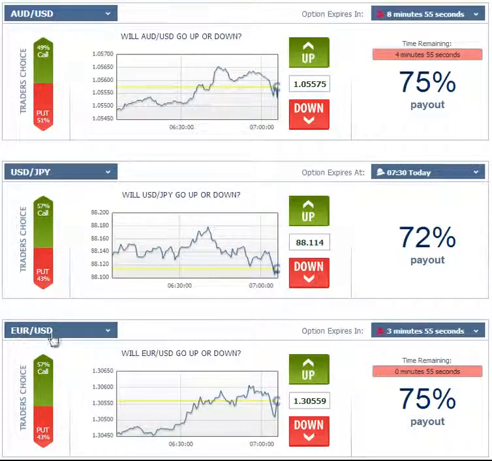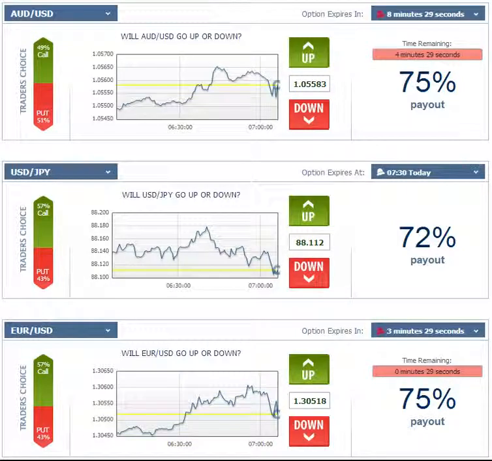On the euro to the US dollar, an option that's expiring in less than a minute, we see 57% of people have called and 43% of people have put. In our previous video, we looked at one trading platform in particular, TradeRush, and found some indicators to suggest that this information, the population spread, may not be refreshed very frequently.